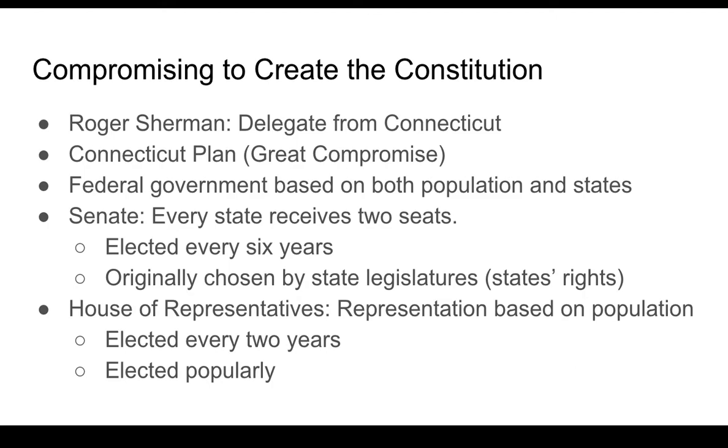The other branch of Congress, the other legislative house, is the House of Representatives. This house has representation based on population. So this was a way to appeal to states like New York and Virginia, who had very large populations compared to the other states. They're elected much more frequently, every 2 years.